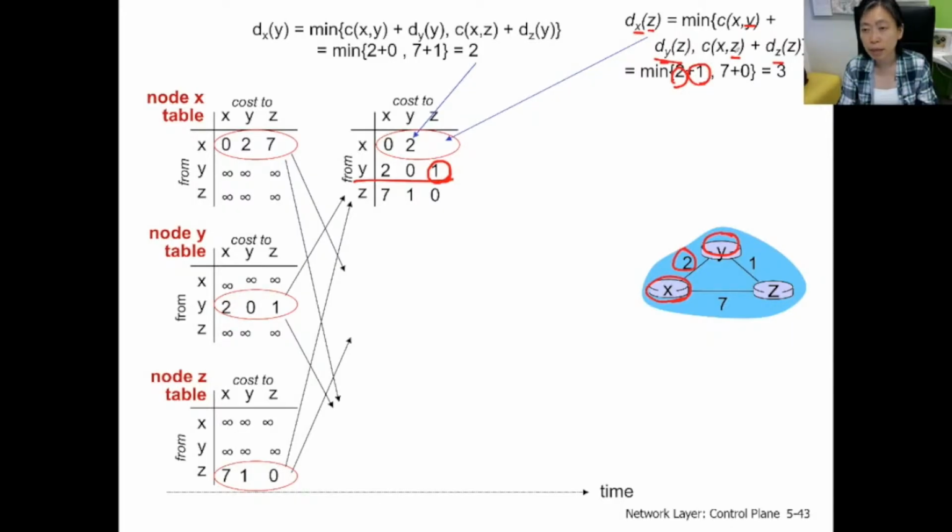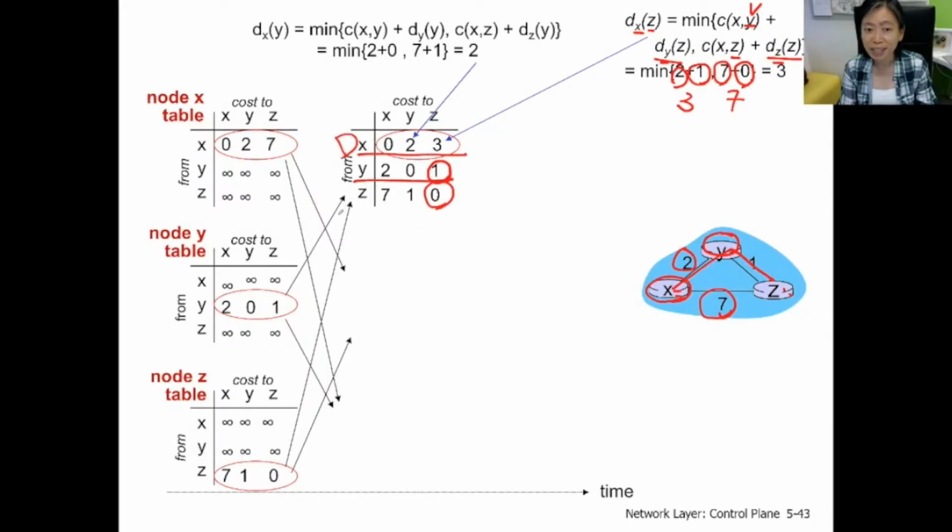Now for the second neighbor z, link cost from x to z, 7. So 7 here. The shortest distance from neighbor z to z is trivial, and it should be 0 here in the table. So this is 7 and this is 3. Therefore, y wins again. To go from x to z, take this path. And we can add 3 back to the distance vector of x.